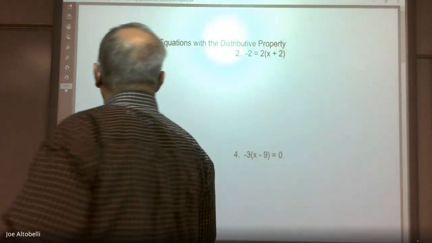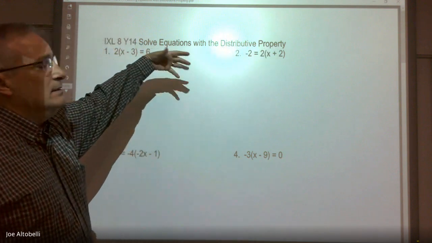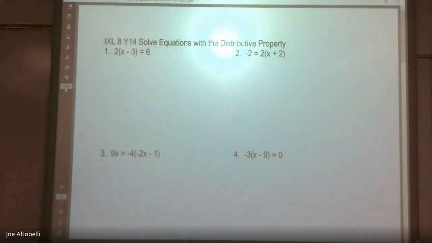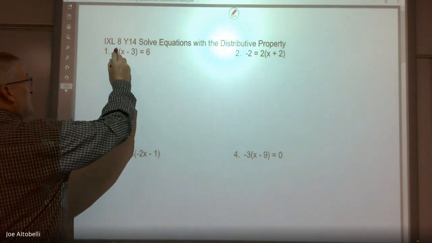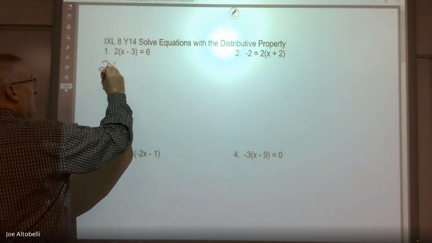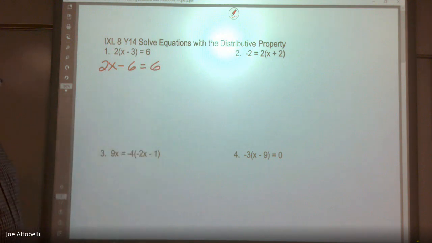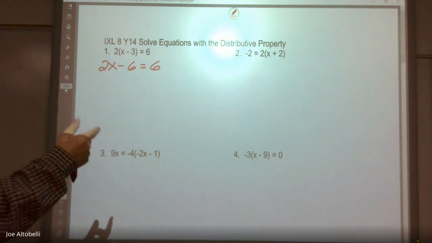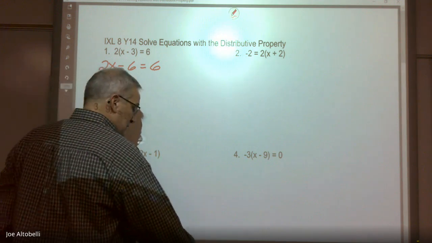All right, so today we're going to be using the distributive property and then solving the equation. So the distributive property, we take 2 times the x minus 2 times 3, we get 2x minus 6 equals 6. We then look for, do I have to combine like terms? Do I have variables on both sides? You're asking yourself, what do I need to do next to get my answer?